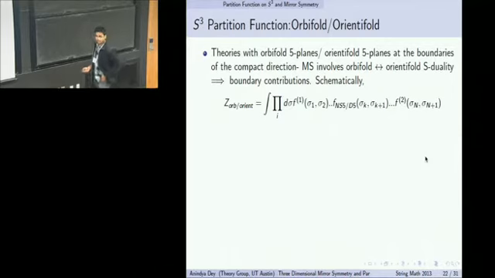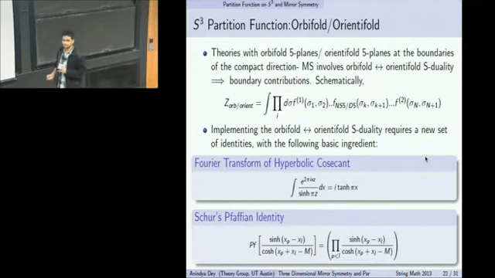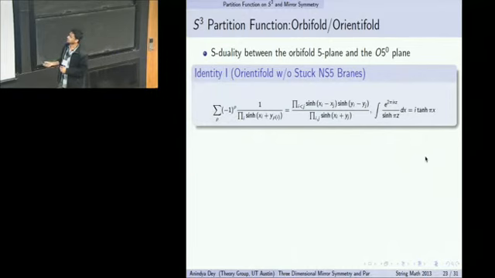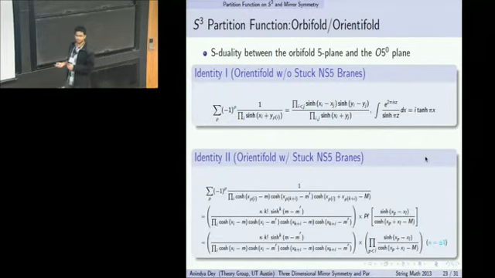So we try to do the same thing, carry on the same program here. So in our case, in addition to the NS5 and D5 branes, there are boundary contributions, which we call F1 and F2, coming from these half BPS boundary conditions that could be, for example, orientifold, orbifold, 5 planes. Right? And there are, again, 2 identities which play a very crucial role here: the Fourier transform of cosec hyperbolic and what is known as the Schur Pfaffian identity. Just to show you how these 2 can be used as building blocks for more complicated identities. So this, for example, is one. And here, this is the more gory-looking one, the other.